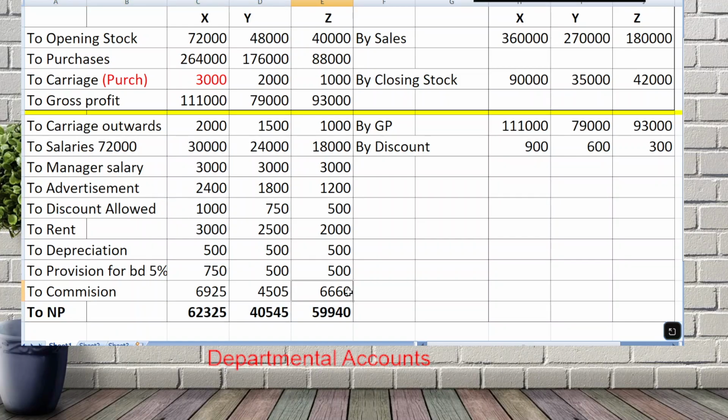Next, you can prepare the balance sheet. Not in columnar format. All the profits will be added with capital. Balance sheet, start. Liabilities and assets are the same as a sole trader's balance sheet. Liabilities amount, assets amount. That's why equal.